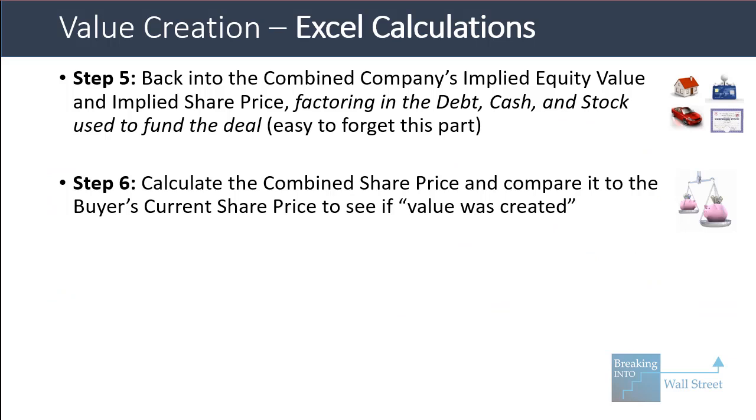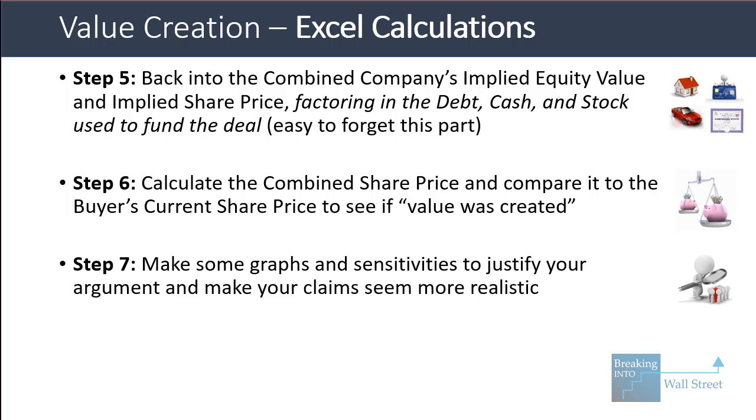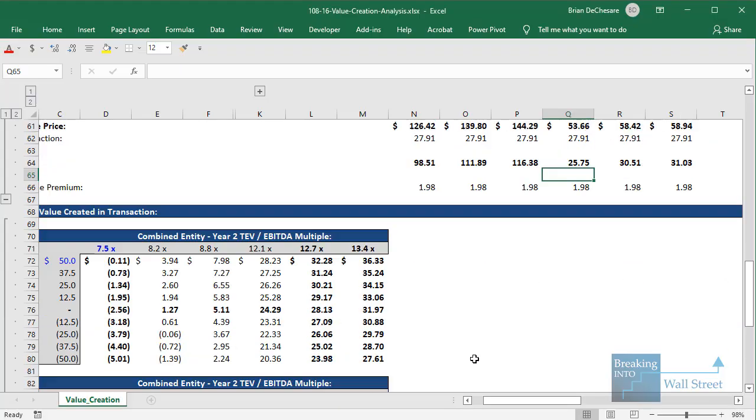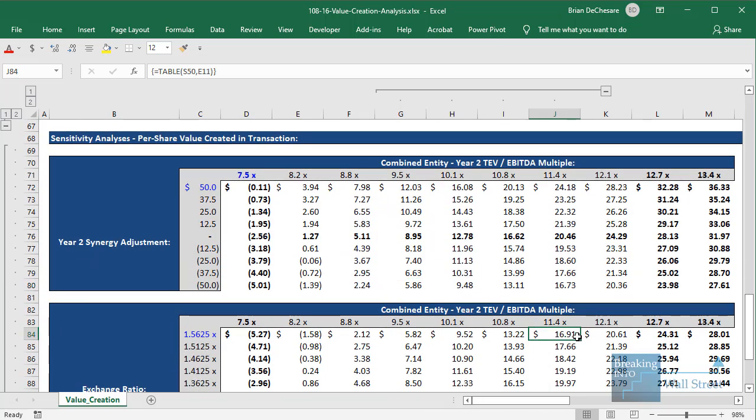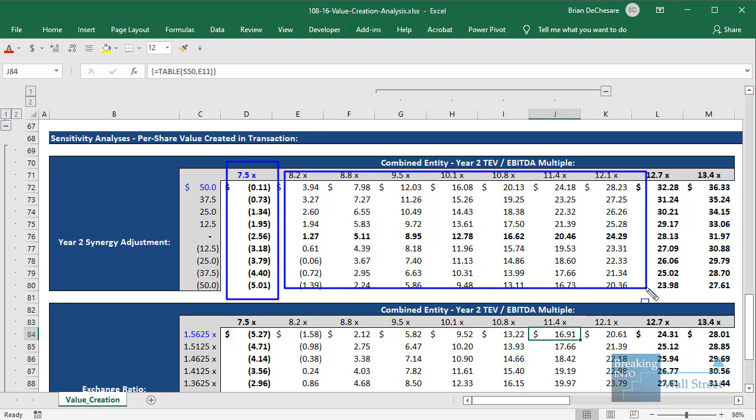We calculated the combined share price and compared it to the buyer's current share price to see if value was created. Now we can go in and create some graphs and sensitivities to justify the argument and make these claims seem more realistic. And so down here, you can see what I've done. I've already set up some sensitivity tables here, essentially showing us that if this combined company trades at anything higher than their current multiples of about 7 to 8x enterprise value to EBITDA, then we should get at least some amount of value creation.